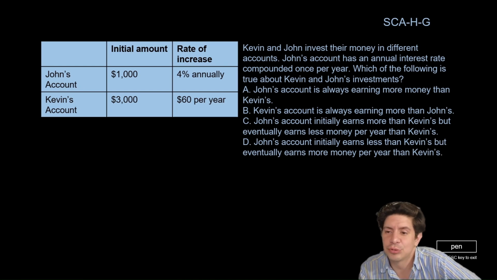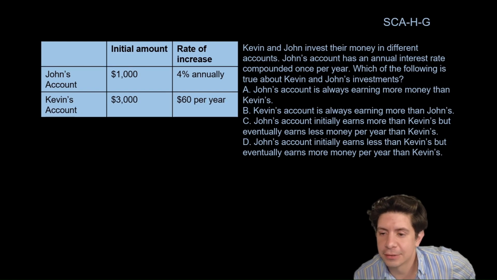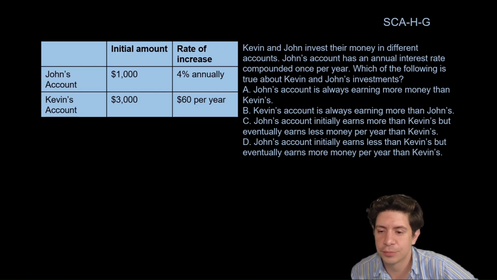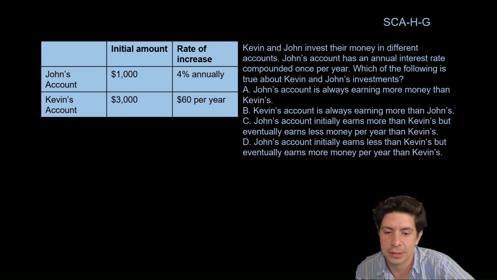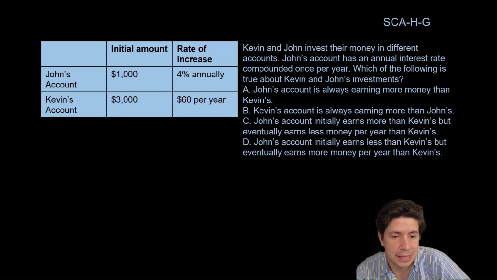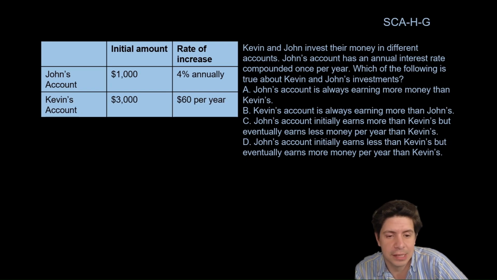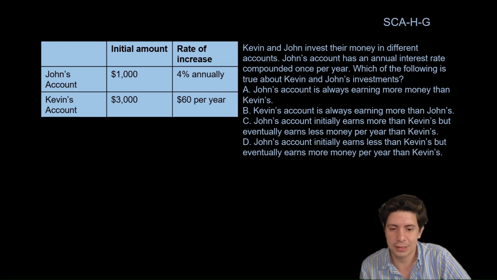So then we have this one here, SCAHG. Kevin and John invest their money in different accounts. John's account has an annual interest rate compounded once per year. Which of the following is true about Kevin and John's investments? So the initial amount for John is 1,000 and he has a 4% annual increase. Kevin has 3,000 and he goes up 60 per year, just a regular 60.